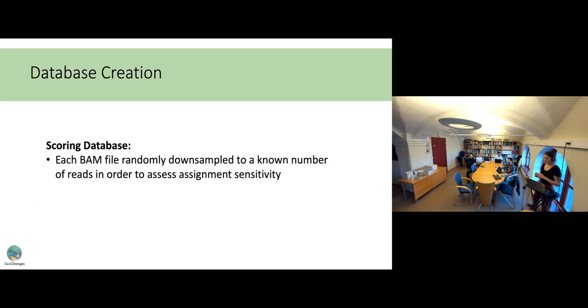And for the scoring database, we took all of these alignment files and then we randomly downsampled them so that we knew exactly how many reads were in each file, going up in increments of like 1,000 at a time. And then we bootstrapped that over 20 iterations. So for each read depth, we had 20 different alignment files that were all randomly downsampled. And then we ran the BAMscorer on that to assess sensitivity.